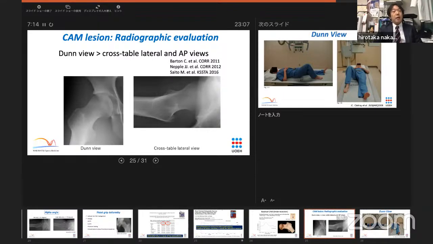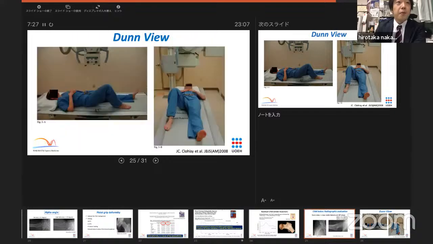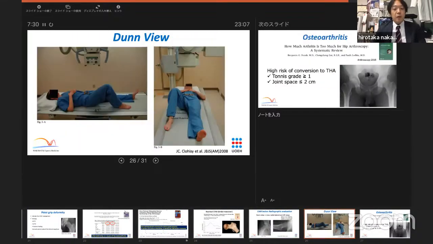So we take the Dunn view. The Dunn view is useful to evaluate the CAM region. We recommend taking not only the cross-table lateral view, but also the Dunn view. The modified Dunn view is taken at flexion 45 degrees and external rotation 20 degrees, and flexion 45 degrees and external rotation 45 degrees.